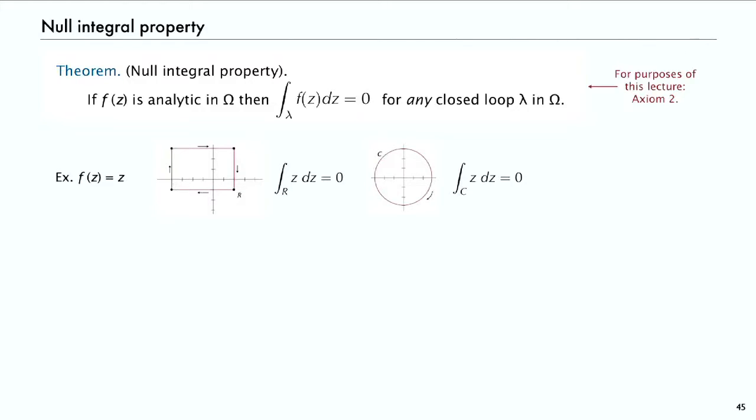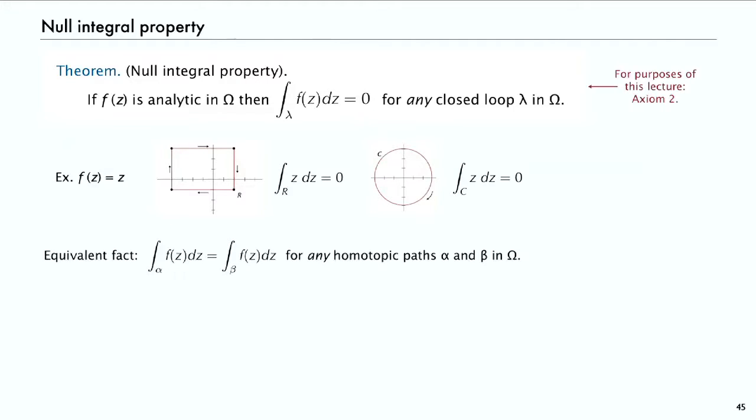This is what we saw. If we had f of z equals z, which is analytic, we integrate it around a rectangle, we get 0. Integrate it around a circle, we get 0. Whatever shape you want to make, go ahead and calculate the integrals, which you can do, you're always going to get 0.